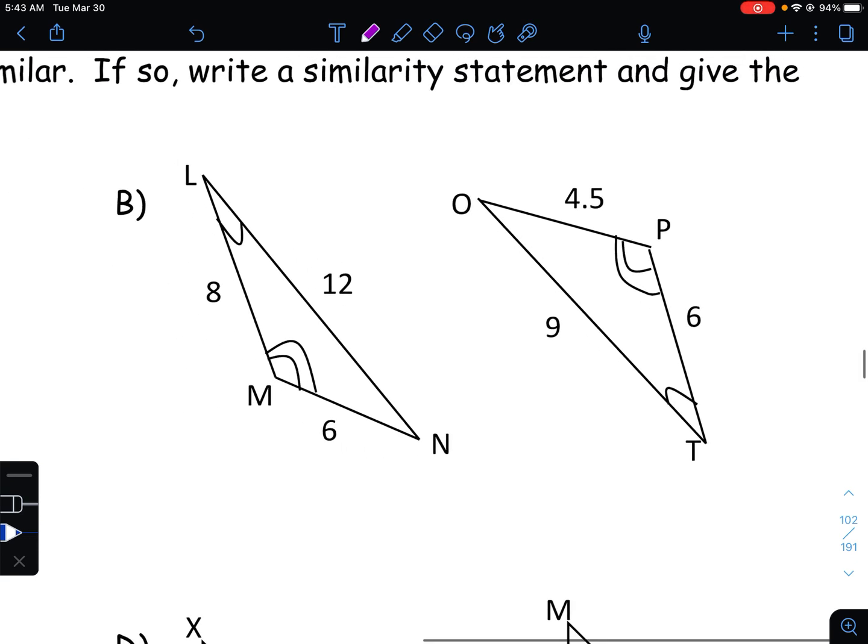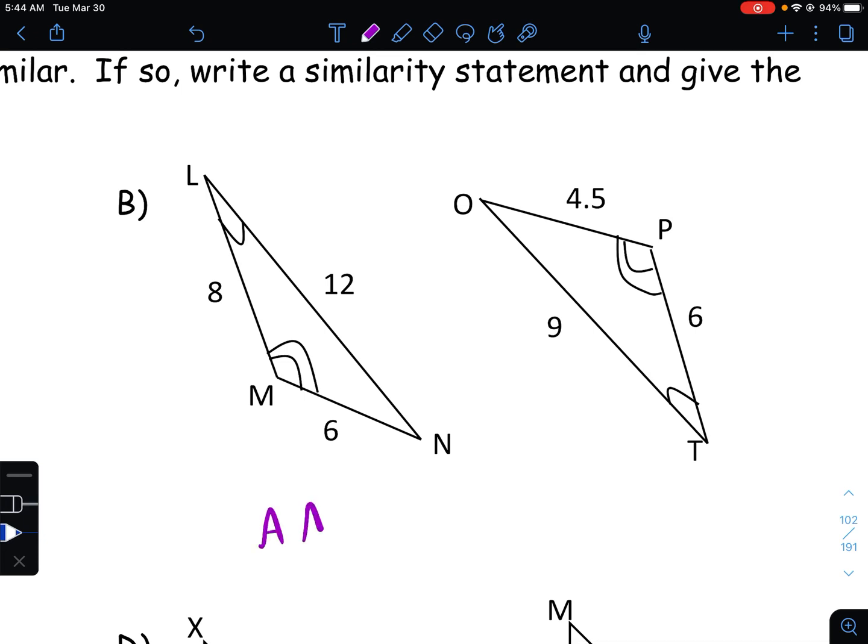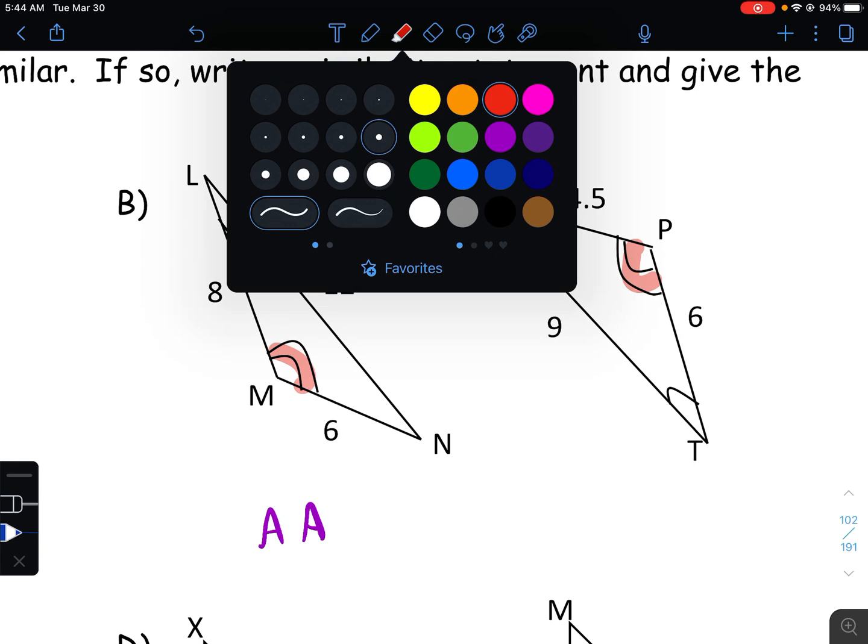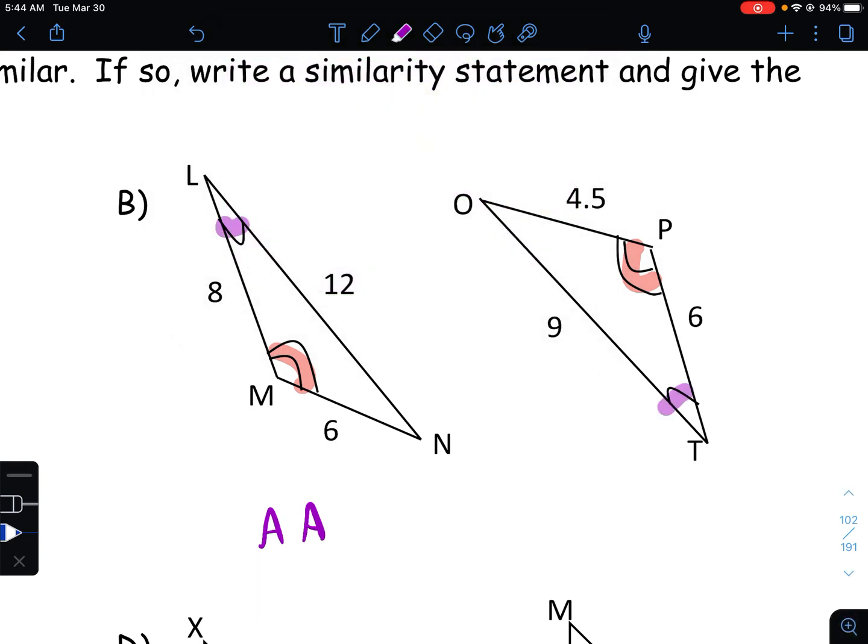All right, so let's take a look at this one. For B, they did tell us that L and T are congruent, and they told us that M and P are congruent. So we actually could stop there and say that they are similar by angle, right? Because we've got these angles congruent, and we've got these angles congruent. That would give us angle, all right? You could also check that by doing the ratios.